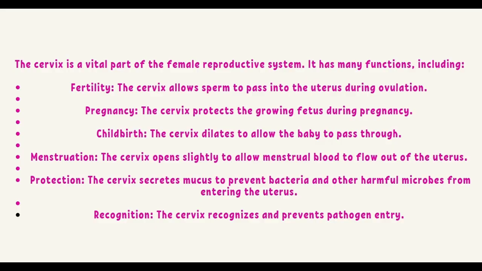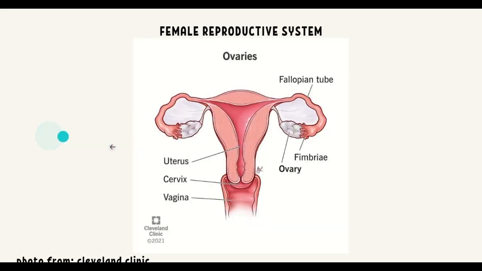Childbirth: the cervix dilates to allow the baby to pass through as they push out the baby, right? Like for example, if I hear them say, "Oh, 2 centimeters dilated," that is basically what they mean. And then you have menstruation, where the cervix opens slightly to allow menstrual blood to flow out of the uterus. Protection: the cervix secretes mucus to prevent bacteria and other harmful microbes from entering the uterus. And then recognition: the cervix recognizes and prevents pathogenic entry. Right, so you can see that the cervix plays a very big role.